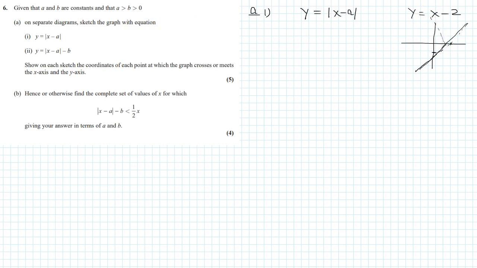So this graph is going to be, and the reflection on this side, and this point is a and 0, and this point will be where x is 0, so y is negative a, so this is mod a, so this is 0 and a. So that is this.